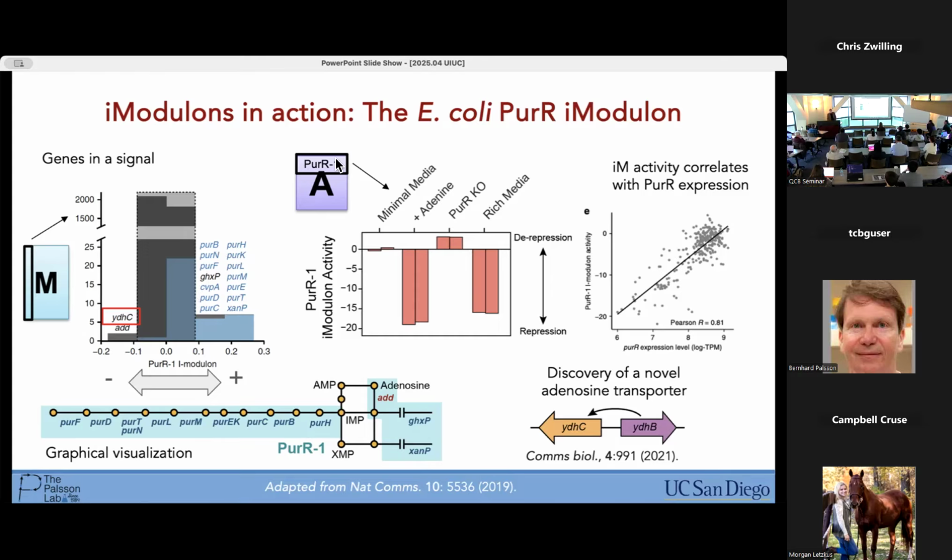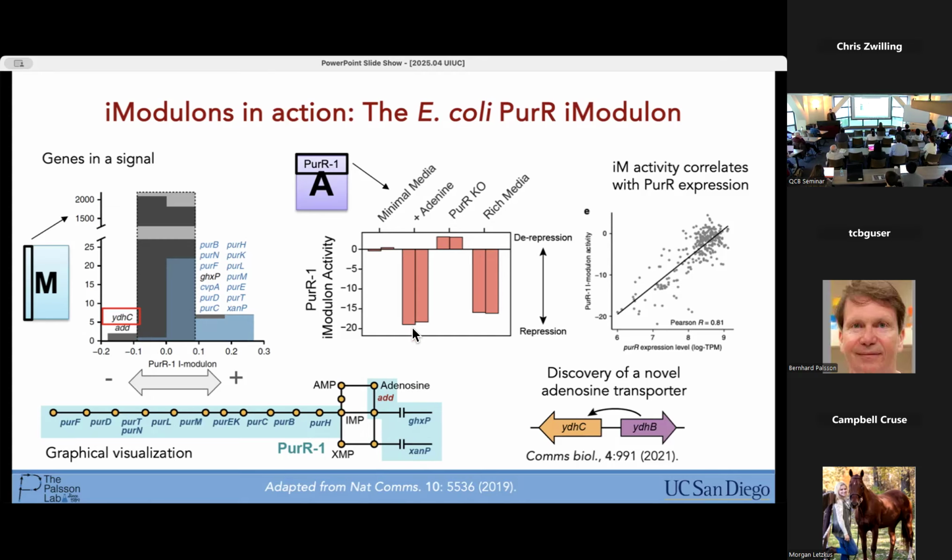Here are just a few select cases from the condition space. The reference is the minimal media, aerobic, 37 degrees. If I add adenine into that media, the signal goes way down. It's basically turned off. Same thing in rich media. If I knock out the regulator, which is a repressor, the signal comes up.